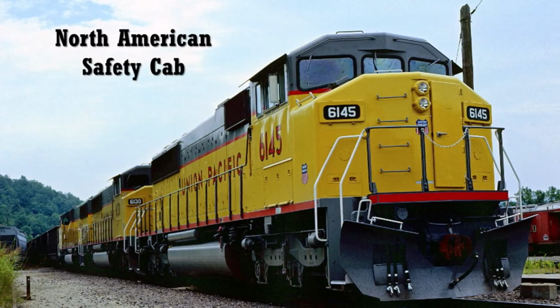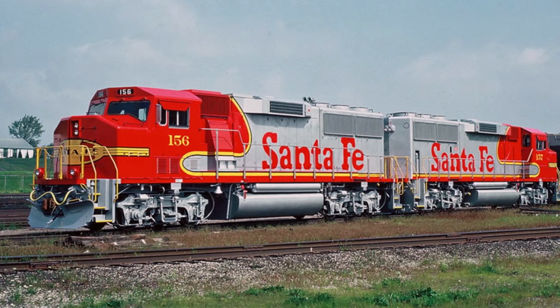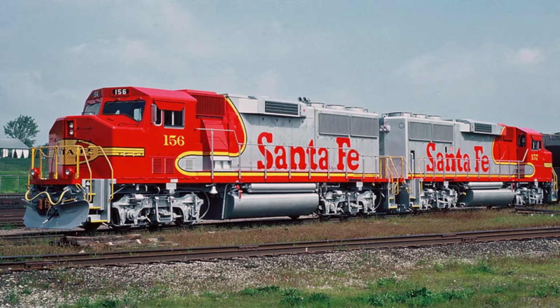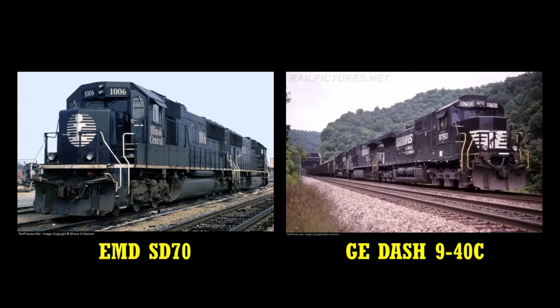The Comfort Cab is also called the North American Safety Cab because of its collision safety technology, and was first adopted by U.S. railroads in the late 80s. By the new millennium, the final 4-axle diesels were built for freight service, and the last low-nose units were delivered to such railroads as the Illinois Central and Norfolk Southern.